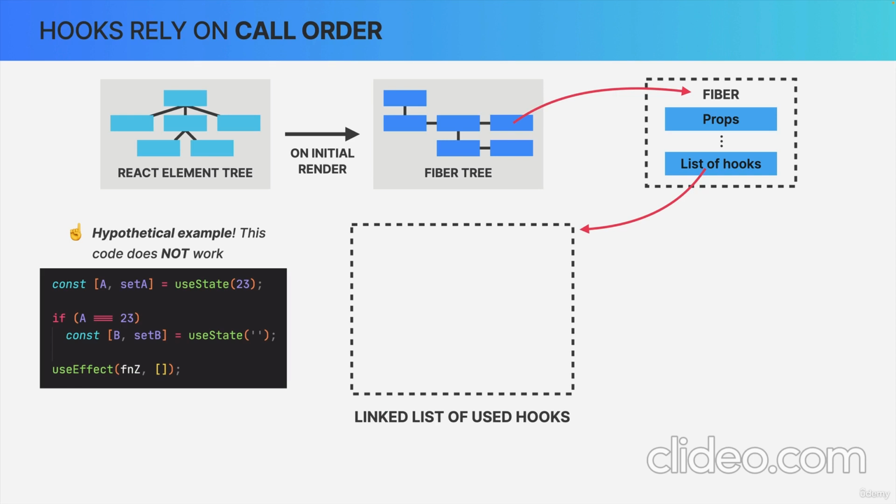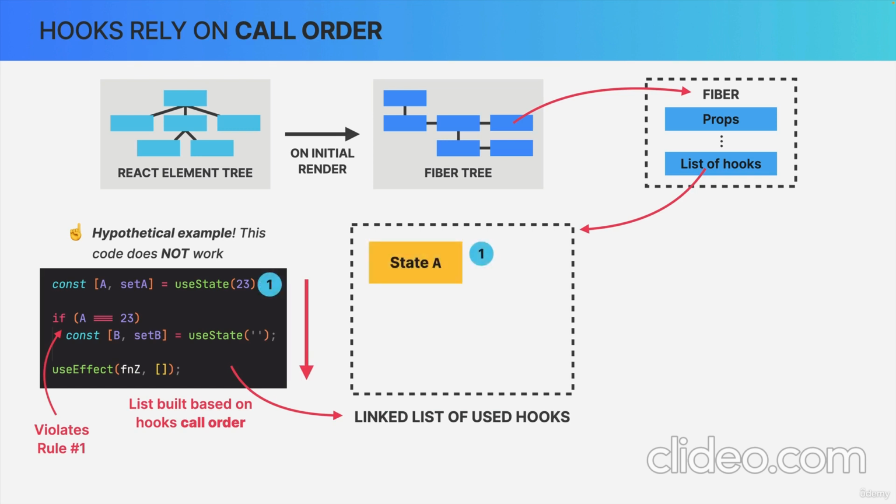That's right. This code actually violates the first rule of hooks because it conditionally defines state here. But by breaking this rule, we will understand why hooks rely on the order in which they were called. And speaking of this order, our list will be built based on the call order of the used hooks. So first, this useState call, then another useState call, and then finally this useEffect call. So this is our list of hooks, but it's not a linked list yet.